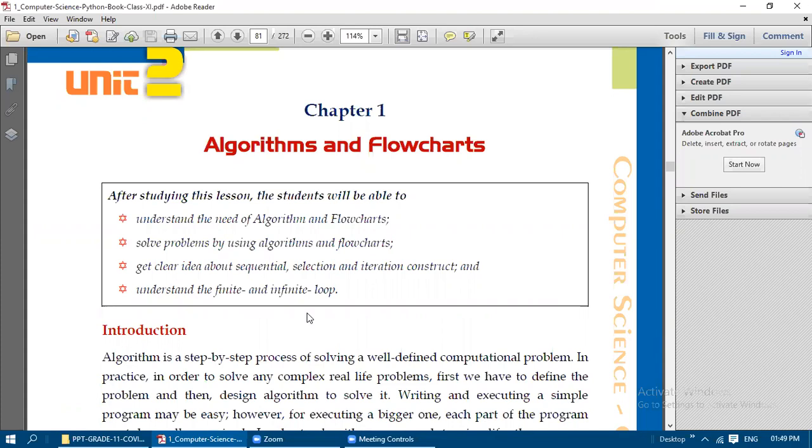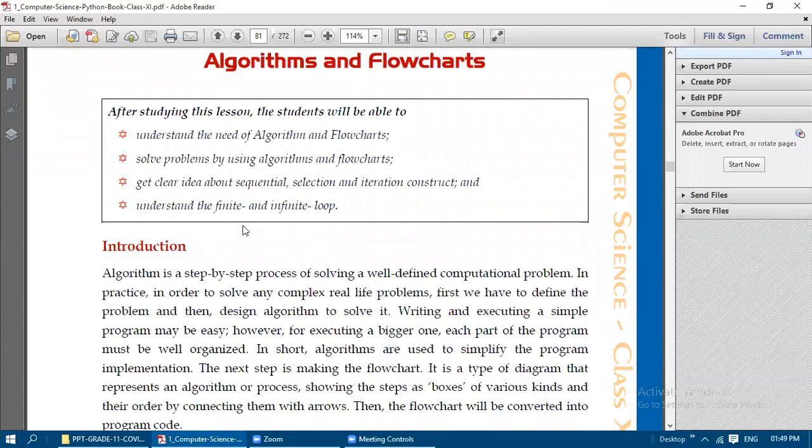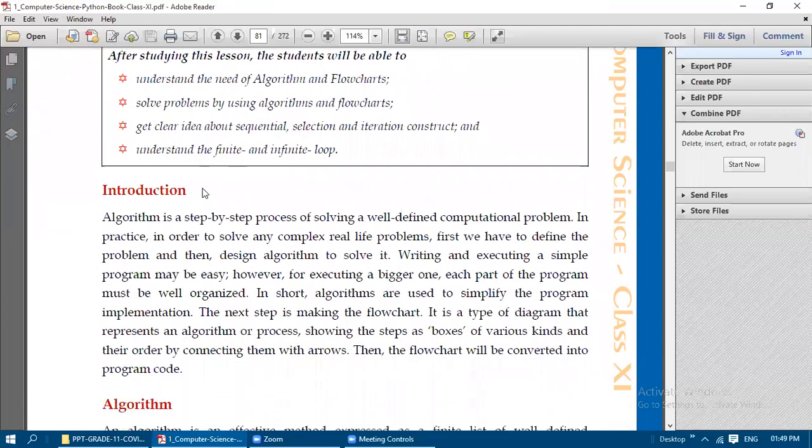Because when you want to do any programming, the initial step is you need to write the procedure. The step-by-step procedure or process is known as an algorithm. The diagrammatic representation of that algorithm is known as a flowchart. After studying this lesson, you will be able to understand the need of algorithms, that is the importance of algorithms and flowcharts, and how you can solve problems by using algorithms and flowcharts.